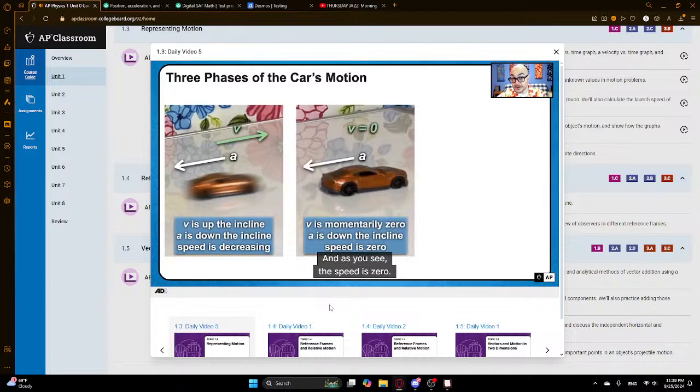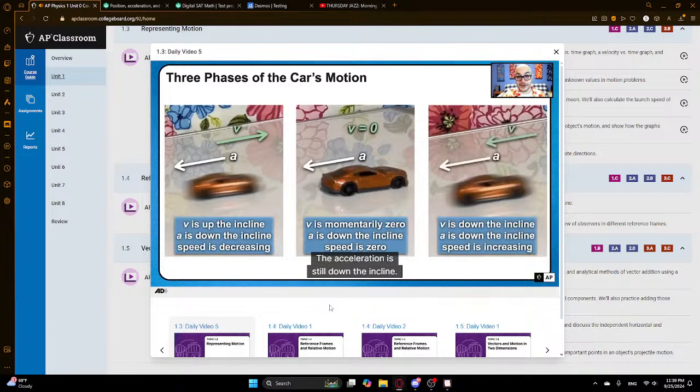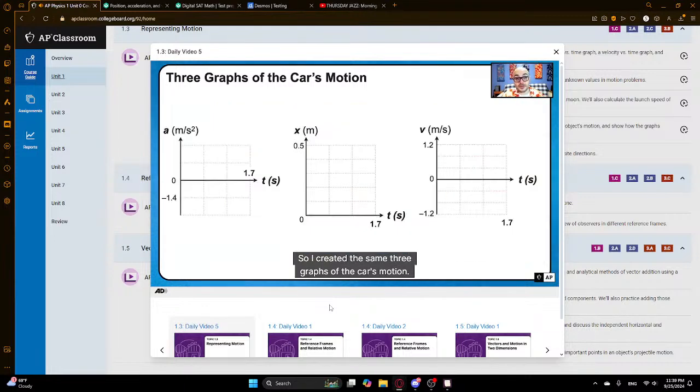And as you see, the speed is zero, so the acceleration is still the same. As the car goes back down the incline, the speed is increasing. The car is getting faster and faster. The acceleration is still down the incline. So I created the same three graphs of the car's motion. That's constant negative acceleration, a position graph that starts off steep and levels off, and a velocity graph that starts at a high positive value and reaches zero. That's the whole first half of the motion.